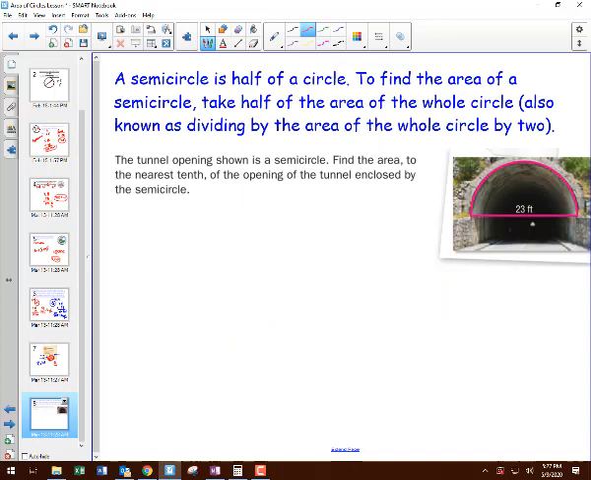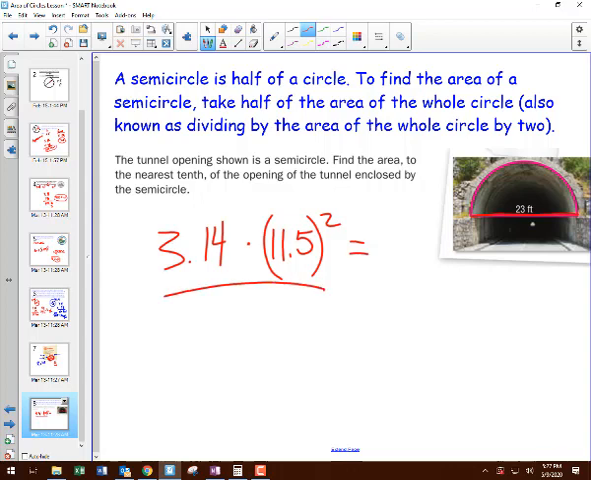Okay, semicircle. Semicircle is a half circle. So basically what you're going to do is you're going to find the area as if it was a whole circle and then divide it by 2. Okay? Going to this example over here, remember we're still pi times radius squared. What would be the radius of this? Well, if the diameter given here is 23, we would divide that by 2. Should get 11.5. So we're going 3.14 times 11.5 squared. And all of that divided by 2 will give us our answer.